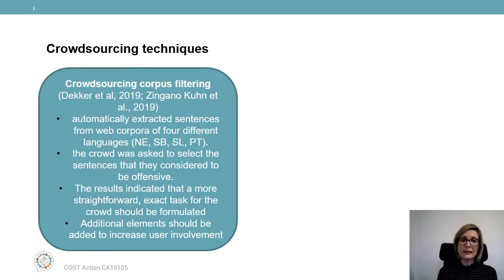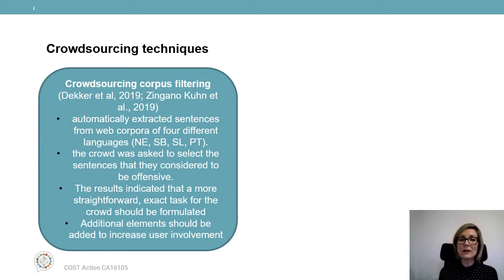Okay, so what we did is we started using crowdsourcing platforms. We did an experiment 2 years ago, crowdsourcing corpus filtering. We presented the results at the last edition of eLex in Sintra and also at Eurocall 2019. And what we did was this. We automatically extracted sentences from web corpora of 4 different languages, so Dutch, Serbian, Slovene, and Portuguese.